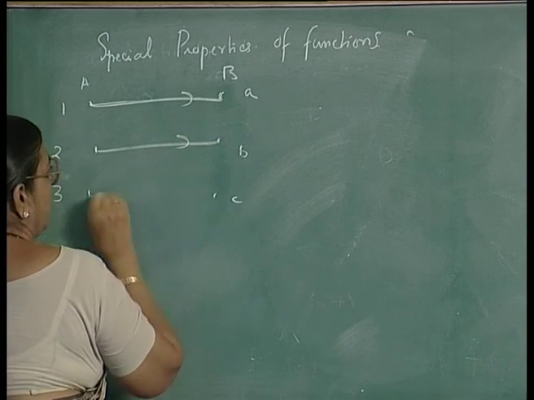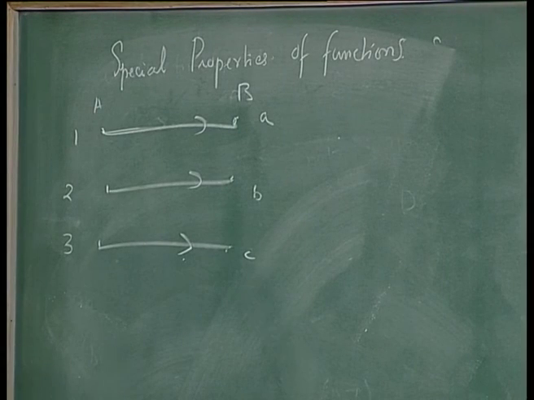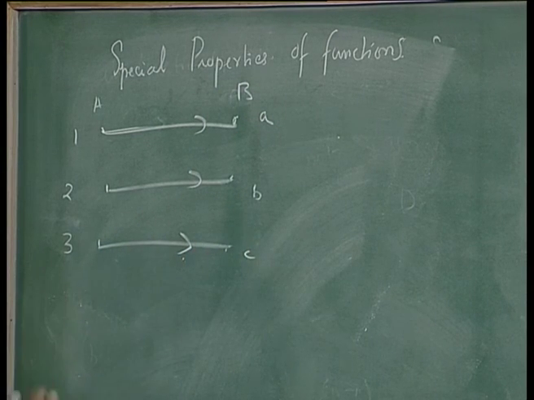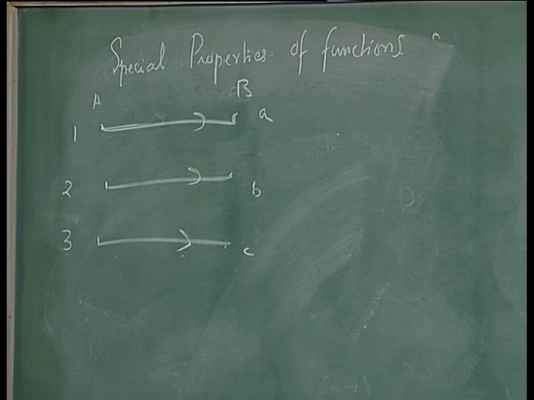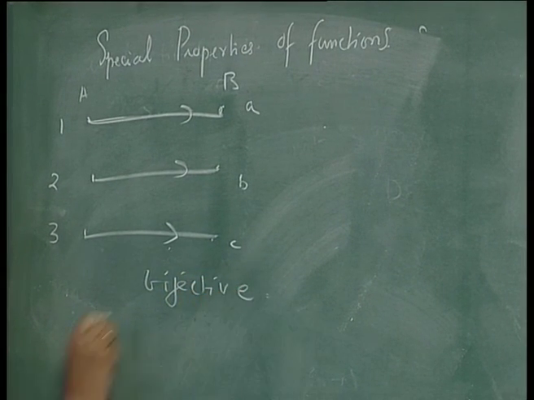Look at this function. Here 1 is mapped onto A, 2 is mapped onto B, 3 is mapped onto C. So, the whole set is the image of the function. I mean every element here is the image of some element here. So, it is surjective. Different elements are mapped onto different elements. So, it is injective. So, this is an example of a bijective function. It is both injective and surjective.